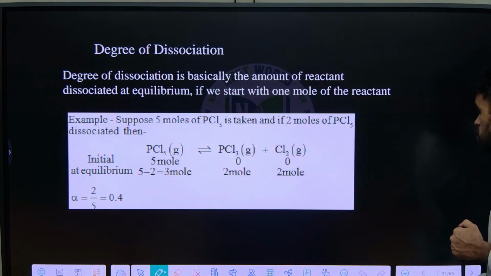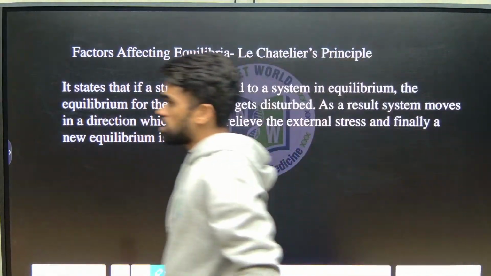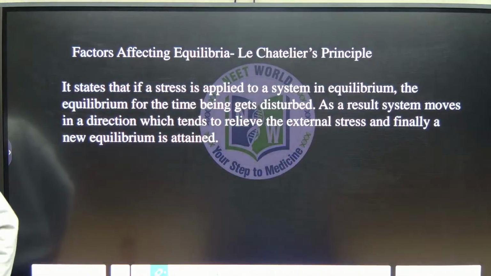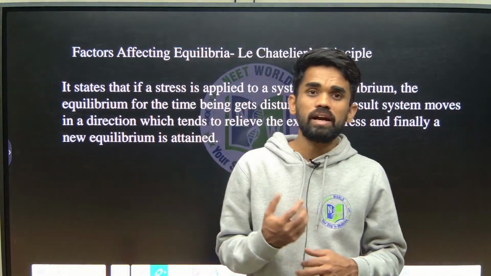This dissociation we already discussed. About the Le Chatelier principle and its applications, it will be discussed in the next session.